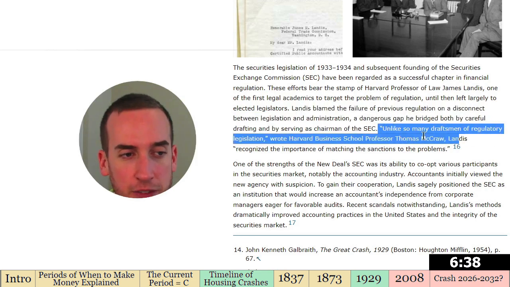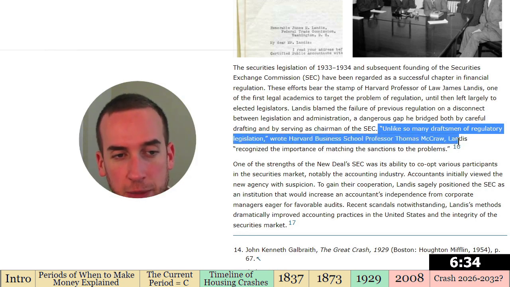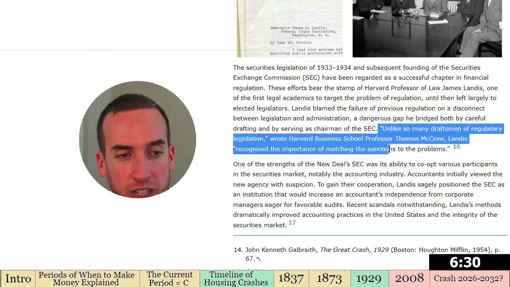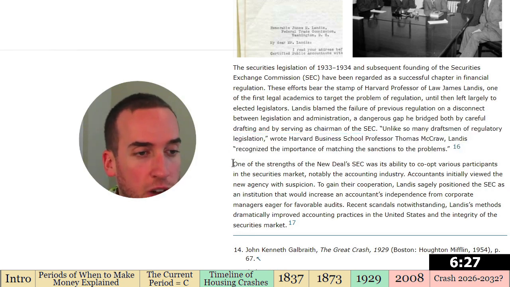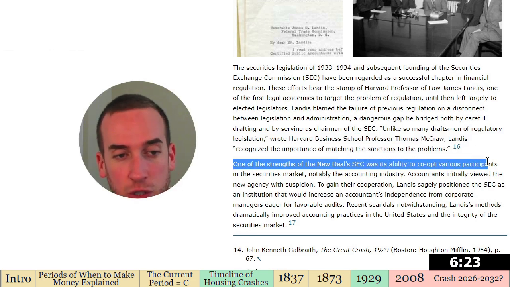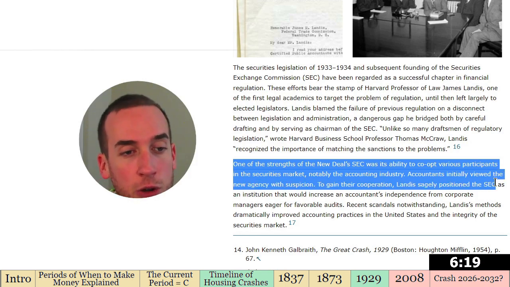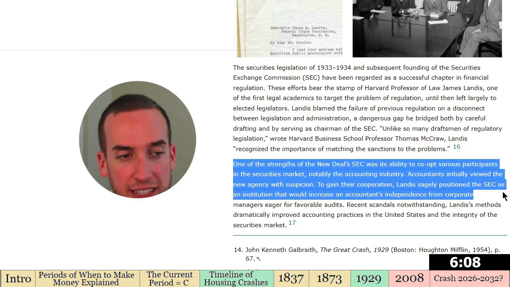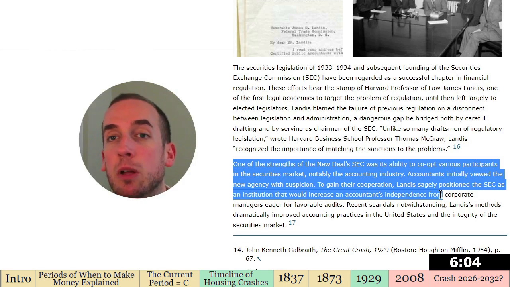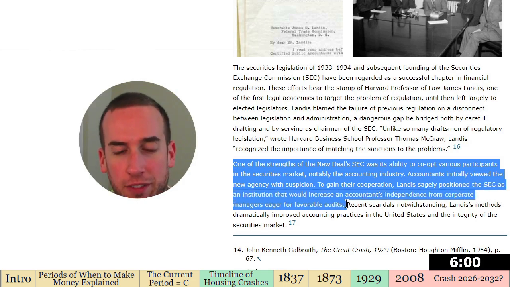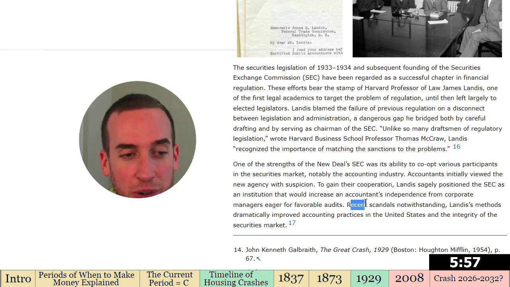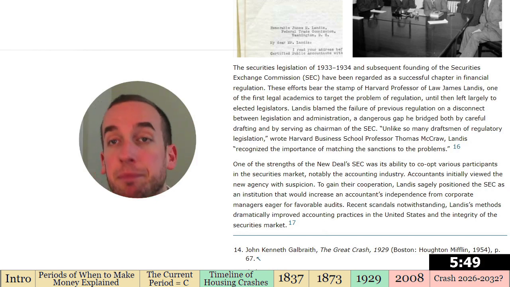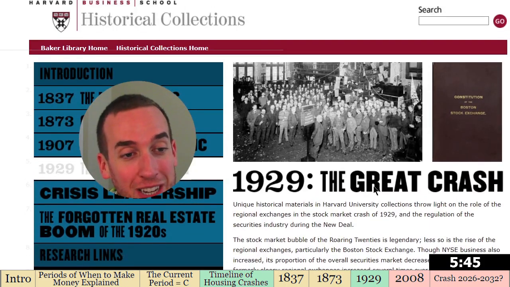Unlike so many craft draftsmen of regulatory legislation, wrote Harvard Business School professor Thomas McCraw, Landis recognized the importance of matching the sanctions to the problems. One of the strengths of the New Deal's SEC was its ability to co-opt various participants in the securities market, notably the accounting industry. Accountants initially viewed the new agency with suspicion. To gain their cooperation, Landis sagely positioned the SEC as an institution that would increase an accountant's independence from corporate managers eager for favorable audits. I'm sorry, these sentences are crazy. Recent scandals notwithstanding, Landis's methods dramatically improved accounting practices in the US and the integrity of the securities market. Awesome. This does not mention the Great Crash.